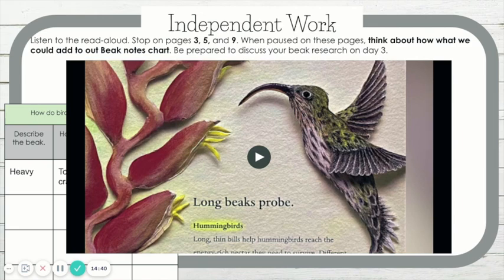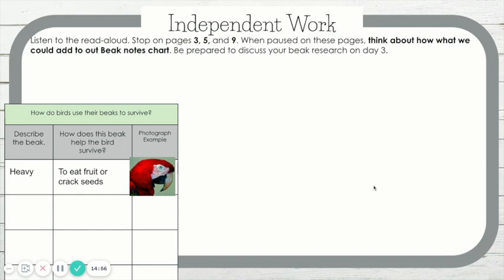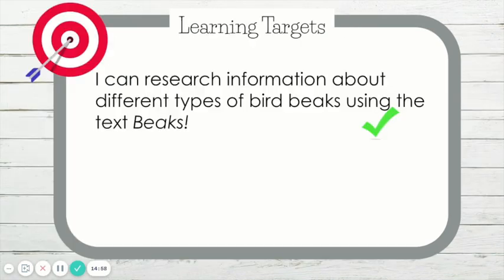Now that you've listened to that read aloud, and hopefully you were able to pause the video on pages 3, 5, and 9 to help you think about how those birds use their beaks so that we could add it to our chart. We'll work on this chart together in our next lesson. For now, let's look at our learning target to make sure that we reached it. I can research information about different types of bird beaks using the text Beaks. And that's exactly what we did.